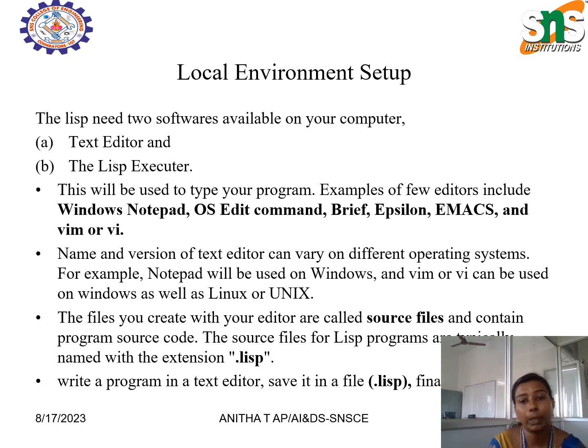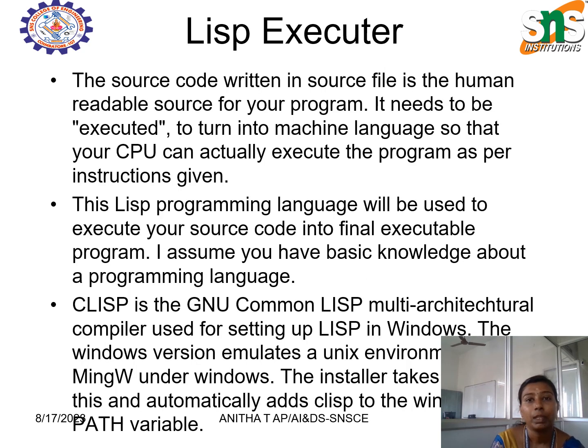For example, Notepad will be used on Windows, and Vim or Vi can be used on Windows as well as Linux or Unix. The files you create with an editor are called source files and contain program source code. The source files for Lisp programs are named with the extension .lisp. Write a program in a text editor, save the file as .lisp, and finally execute the program in the Lisp executor.